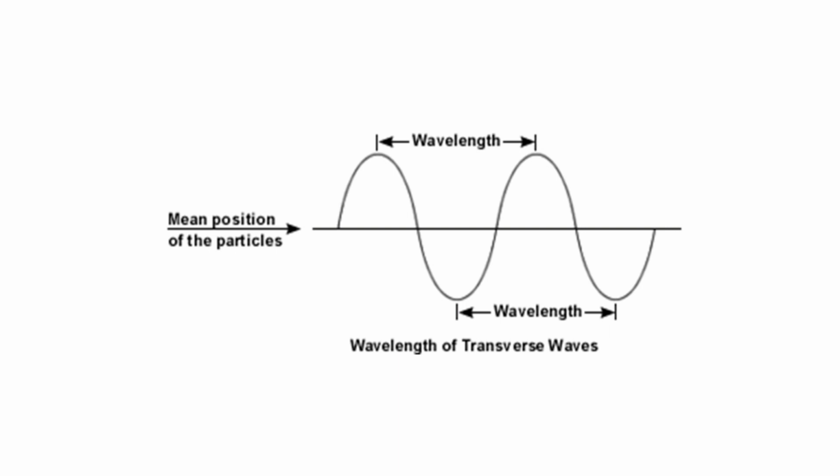Now, the highest point in a wave is what we call the crest, while the lowest point in a wave is what we call the trough. So from crest to crest, it is a wavelength, and from trough to trough, that is also a wavelength.